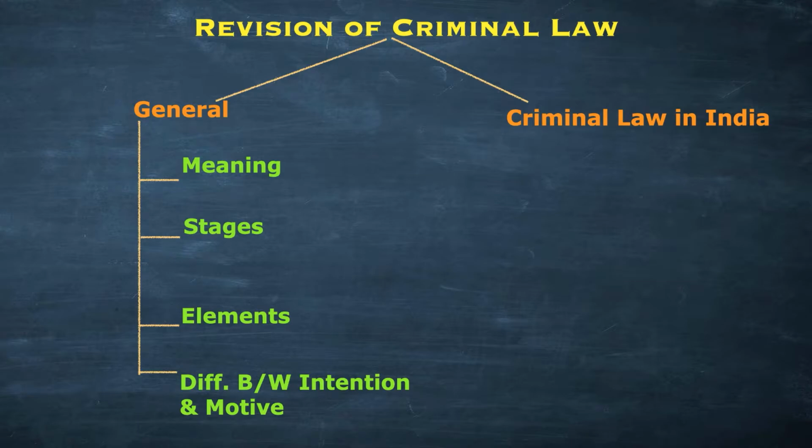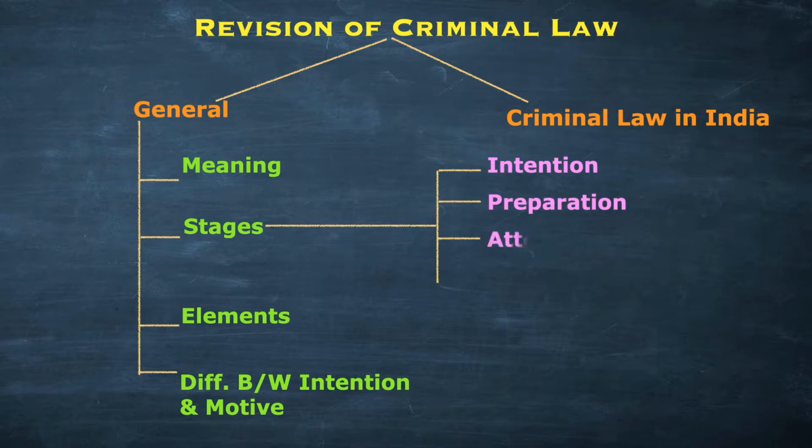However, at the second level, we have discussed some other terminology, such as under the category of stages of crimes. We have discussed, do you remember? What? Right, it is intention, preparation, attempt, and commission. So there are 4 stages of crime, right?